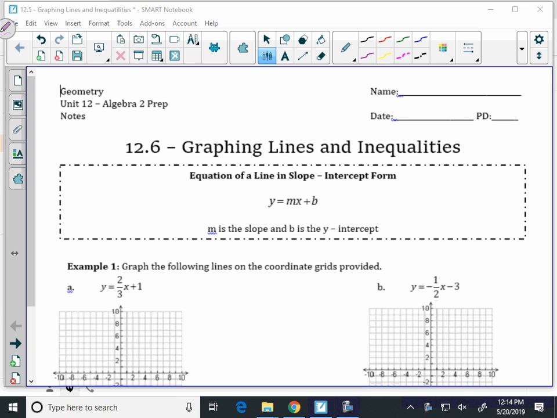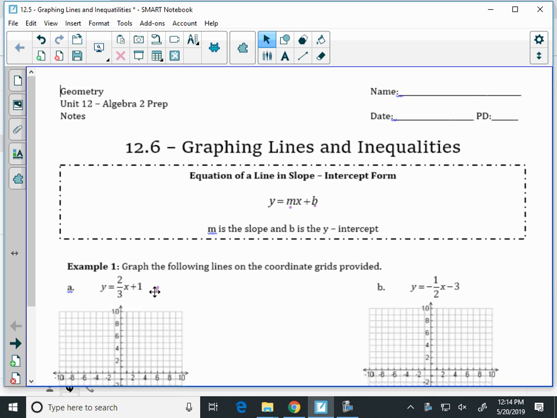The equation in slope-intercept form. We talked a lot about point slope, algebra geometry, but here we're going to talk about slope-intercept form, where m, the number in front of the x, is your slope, and this number in the back, without the variable, is your y-intercept. M is your slope, b is your y-intercept. So knowing this, we can graph a line.